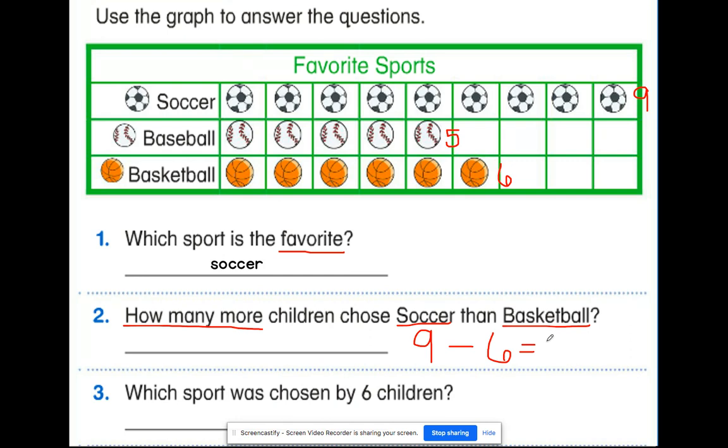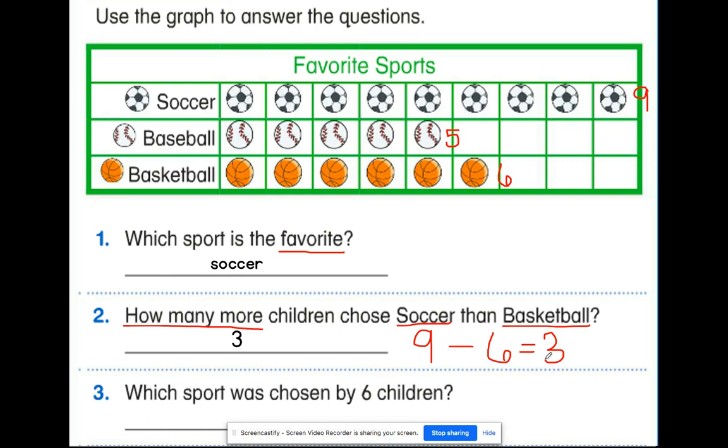I'll give you time to think. Use your strategies. 9 minus, meaning take away, 6. You should get an answer of 3. So how many more children chose soccer than basketball? 3 children.